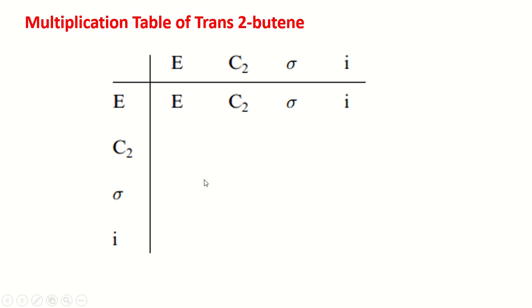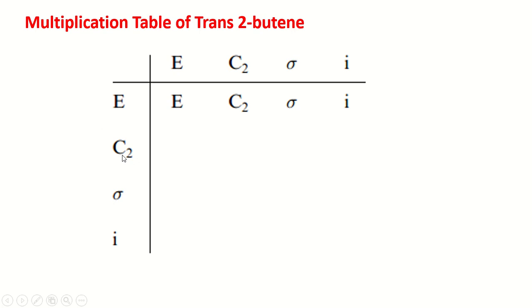Now let us talk about the multiplication of C2 with all the symmetry operations of trans-2-butene. What would be the result if we apply C2 with identity? We have to apply C2 then identity. The result is C2 again, because any operation multiplied with the identity is the same as that particular operation. So here we write C2, because identity means nothing.